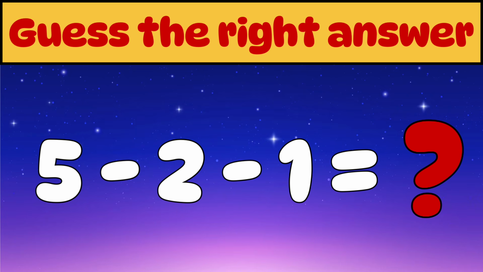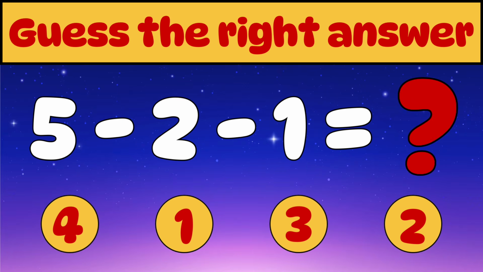Look at the question carefully. 5 minus 2 minus 1 equals. Can you guess the correct answer? Here are the options. 4, 1, 3, maybe 2. Think carefully.